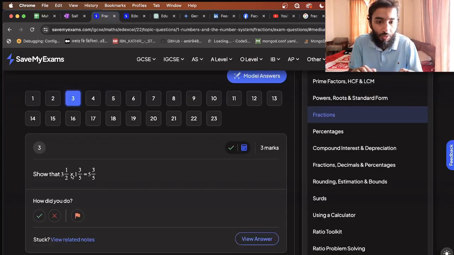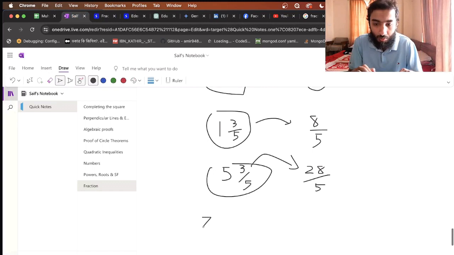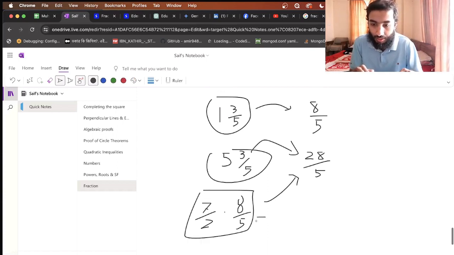So now we just have to do the original form multiplication. 3 1 by 2 is represented as 7 by 2, multiplied by 8 by 5. This multiplication should equal 28 by 5. So let's see if that equals 28 by 5. 7 by 2 multiplied by 8 by 5.